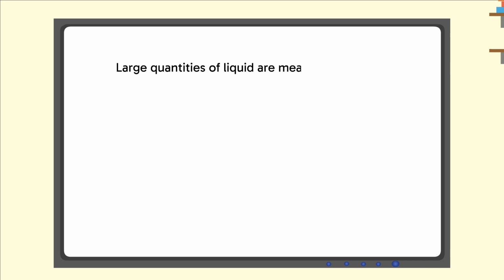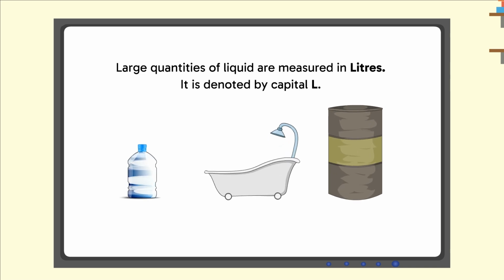Large quantities of liquid are measured in liters. It is denoted by capital L. For example, capacity of a water can, a bathtub full of water, oil drum, etc., are measured in liters.